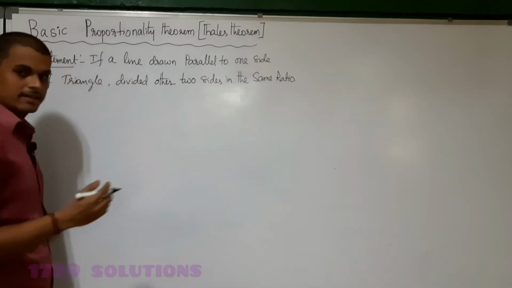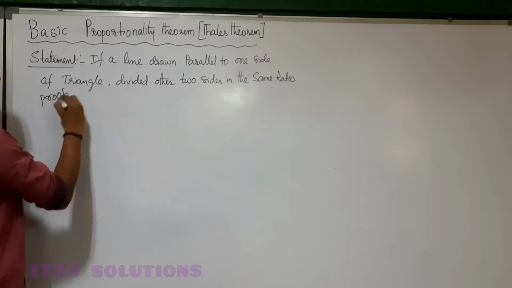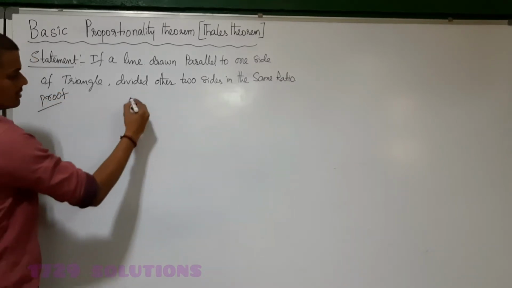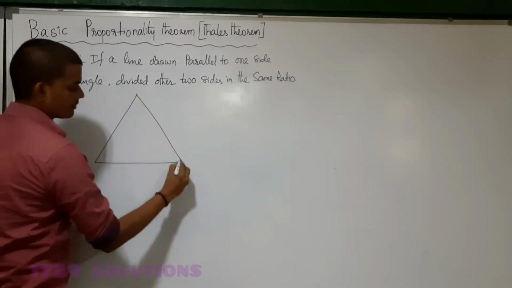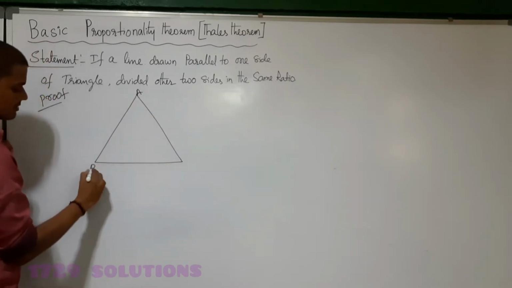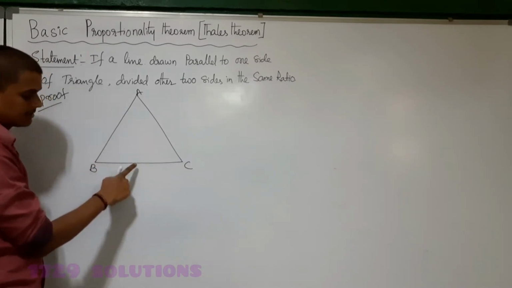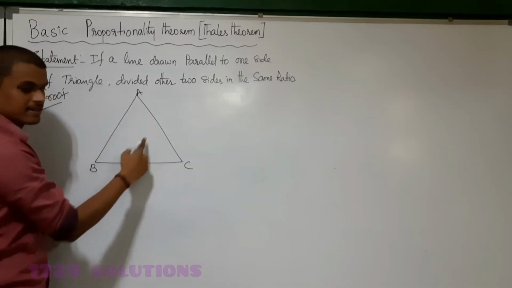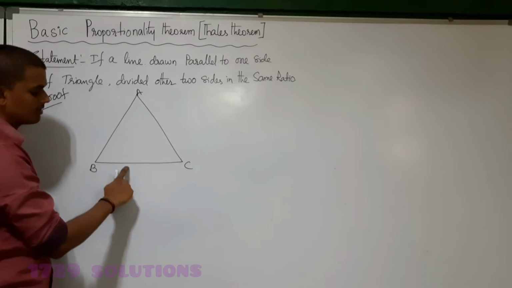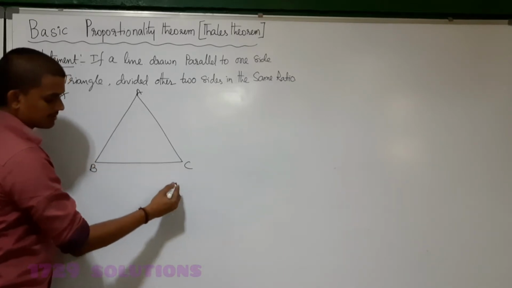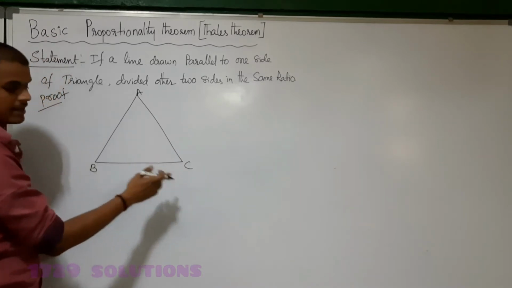So what is the meaning of this here? I'm drawing a triangle here, and I'm going to do the proof. Suppose I take one triangle ABC. Now you can choose any line. Suppose I choose BC, one of the sides. There are three sides. I want to draw a parallel line to this BC.